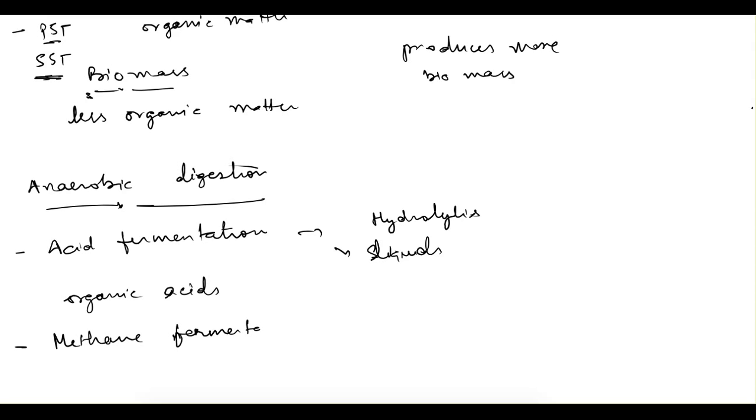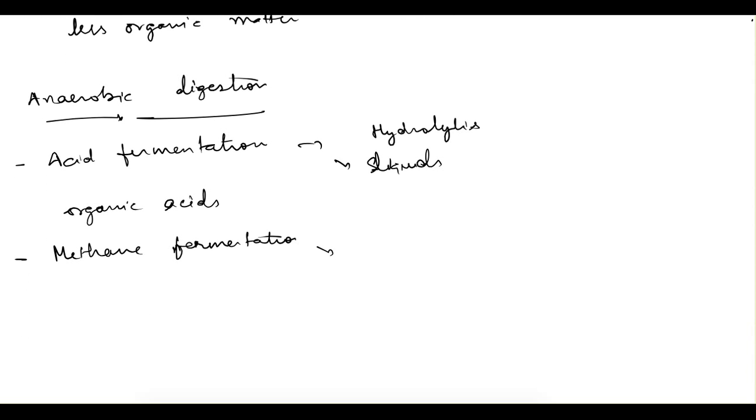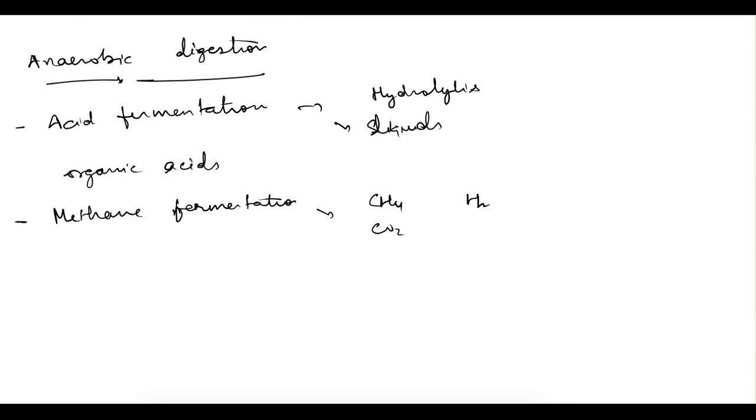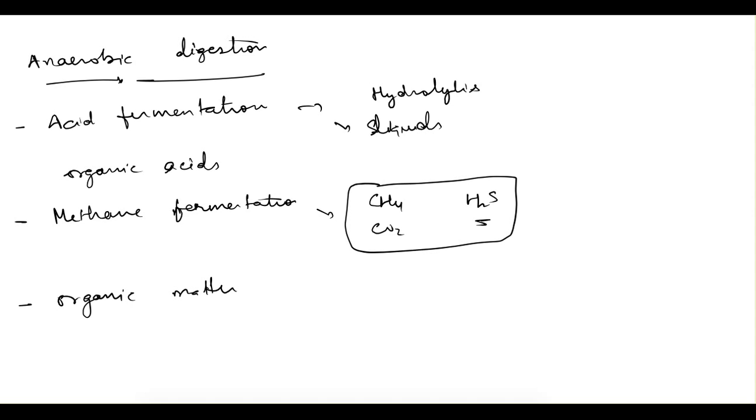So the bacteria use the products of this first stage, and convert the organic matter into methane, carbon dioxide and other gases. Hydrogen sulfide is also evolved in some cases here. So here gases are evolving. Now, gases are evolving from where? These gases are coming out of what? Organic matter. Due to this reason, and apart from that, there is one more reason.